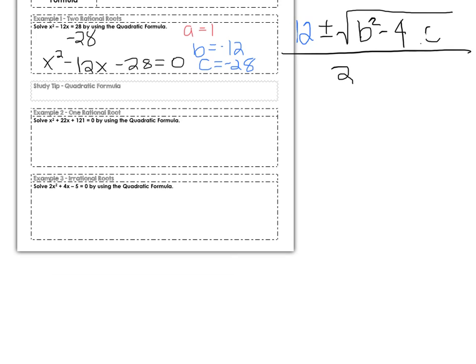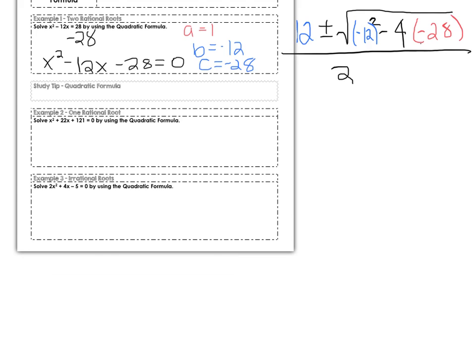On the inside, we're going to have to input a negative 12 squared. So I'm going to make sure I put in my parentheses if I don't know what negative 12 squared is equal to. All right, the last one we need to fill in is C. So over here, we're going to fill in negative 4 times negative 28.